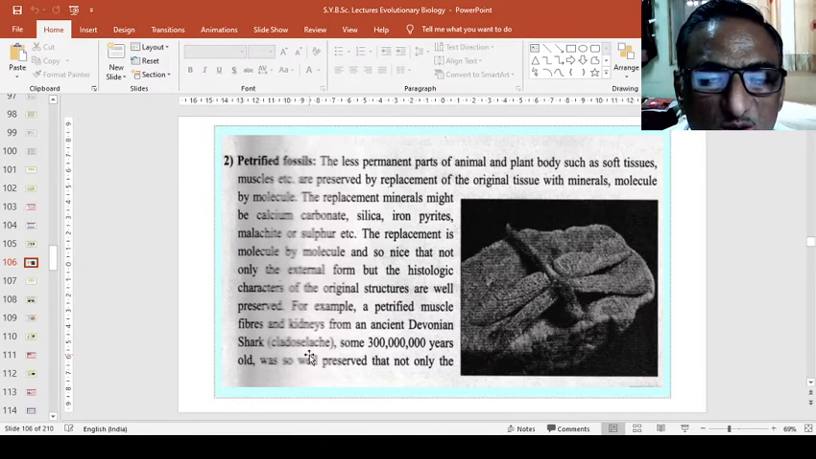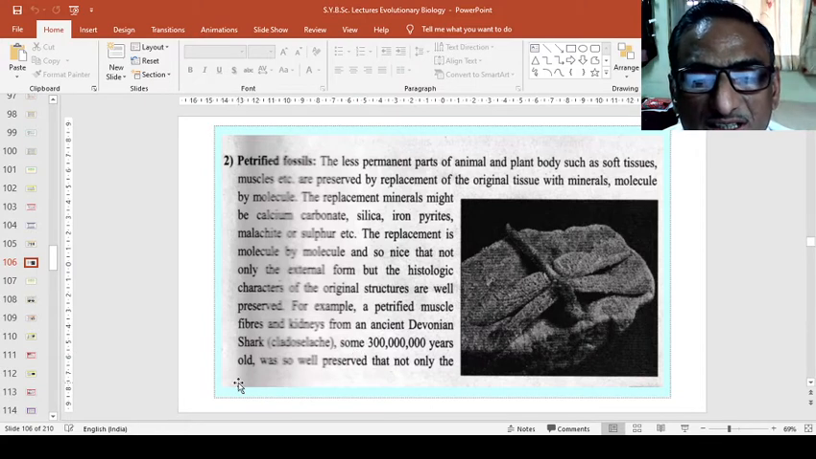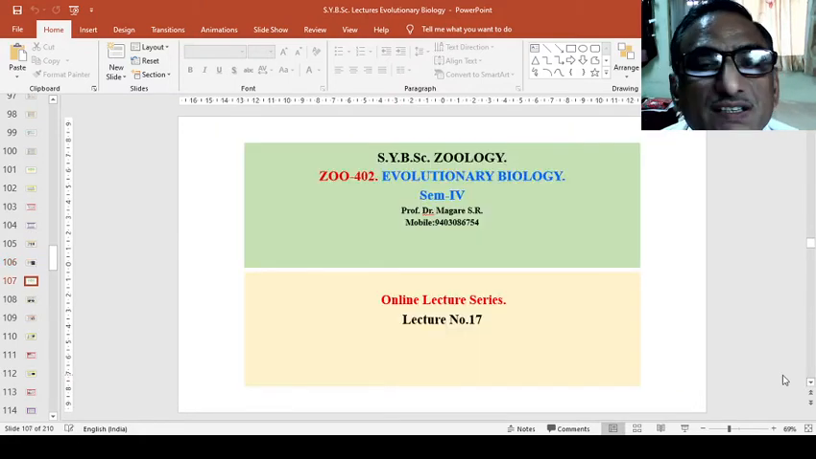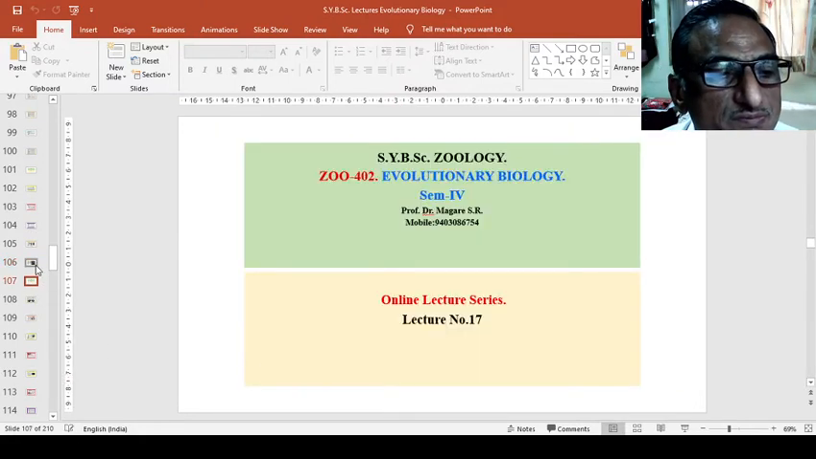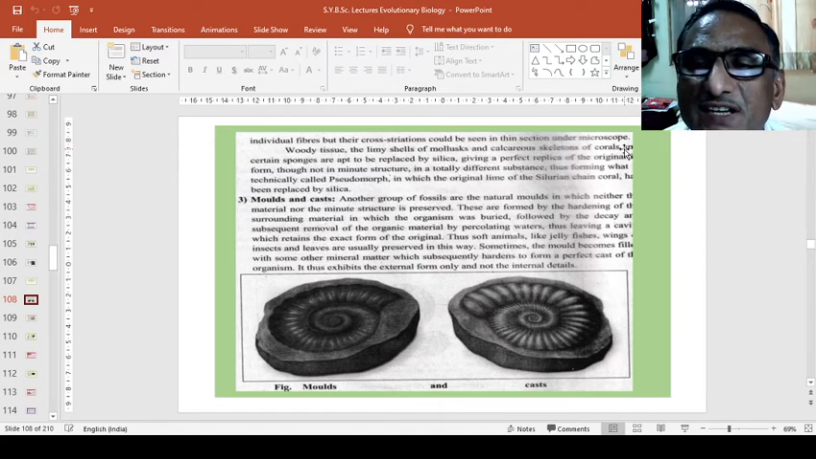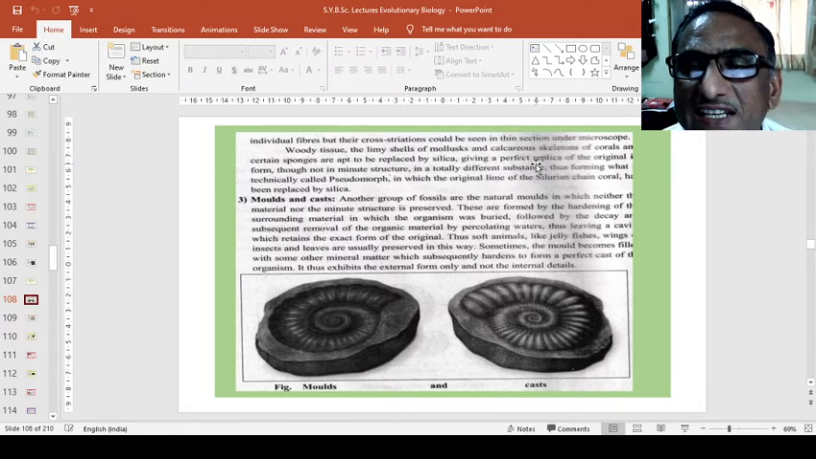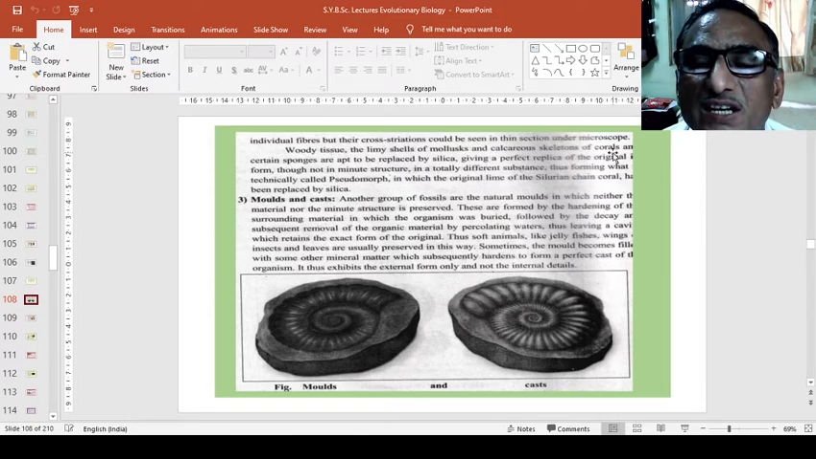This is called a cladoselache shark in the family, some 30 crore or more years old, and it was so well preserved that not only the individual fibers but their cross striations could be seen in thin sections under the microscope. And woody tissues, the limy shells of mollusks and calcareous skeletons of the corals. So these are the hard parts of the animals and plants.